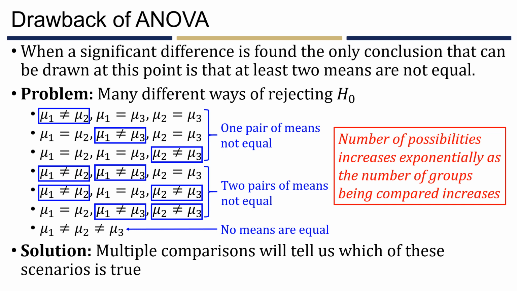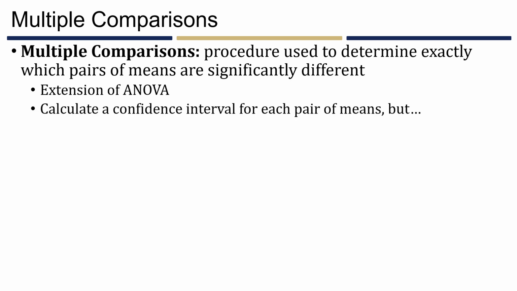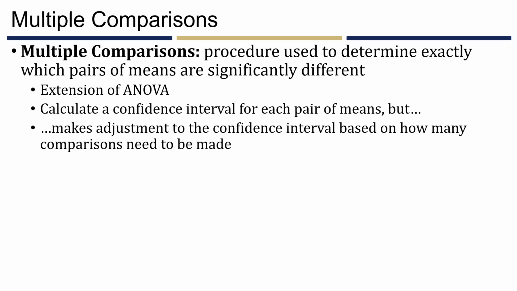As a result, we need some kind of a way to determine which one of these situations is the reason that we rejected the null hypothesis. And the solution to this is to use multiple comparisons. Multiple comparisons is a procedure that we use to determine exactly which pairs of means are significantly different from one another in ANOVA. Multiple comparisons can be thought of as an extension of ANOVA. It's a procedure that you do after completing the hypothesis test. What we do is we calculate a confidence interval for every pair of group means, but we make an adjustment to this confidence interval based on how many comparisons we need to make.